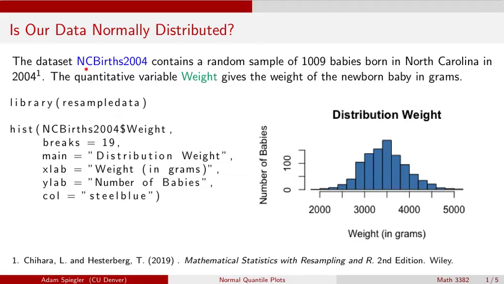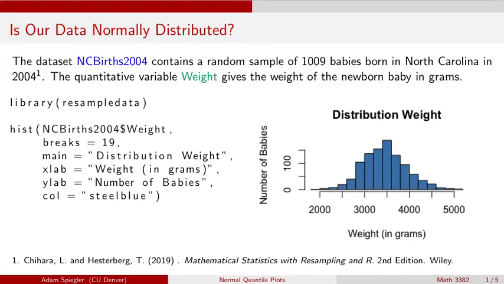There's a data set called NC Births 2004, and this data set contains 1,009 randomly selected babies that were born in North Carolina in 2004. Amongst all of the variables in the data set, one of them is weight, which tells the weight of the newborn baby in grams. We could create a histogram for this data using the hist function in R.